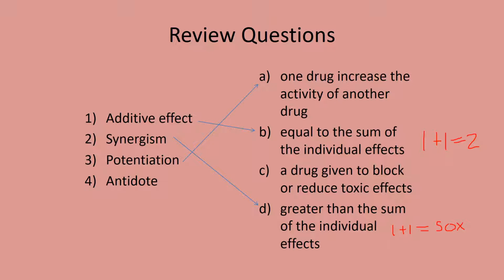Potentiation. Potentiation is Abilify. If your antidepressant meds no longer work as well, they'll add Abilify, and hopefully that will help out your antidepressant med. And an antidote blocks the reaction. Narcan, of course, is the common antidote for opioid overdose.